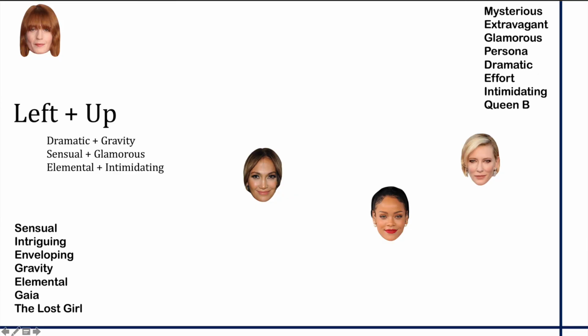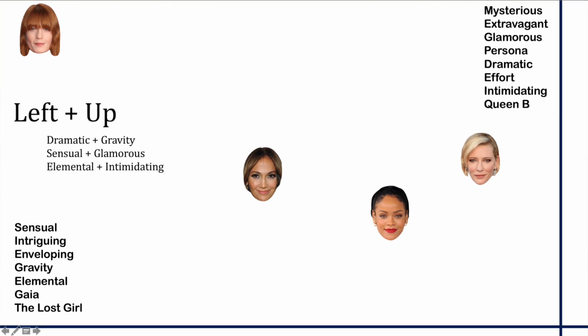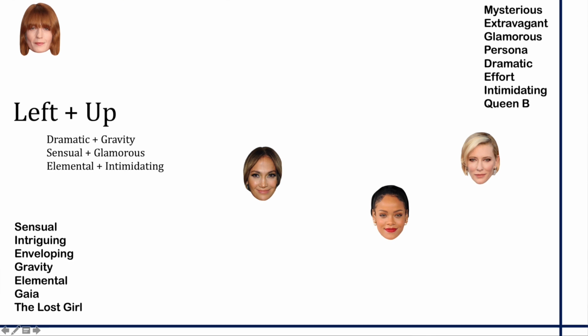So for the left up, we have chosen some keyword combinations we think really reflect these ladies, and that's dramatic plus gravity. So an outfit that is literally dramatic and bringing attention to you. Sensual and glamorous, so really celebrating the body and your physical presence in the body with a touch of glam, a little bit of extra. And the final one is elemental and intimidating, which represents the elements, this raw nature power, and adds some intimidation factor. That's a good summary.